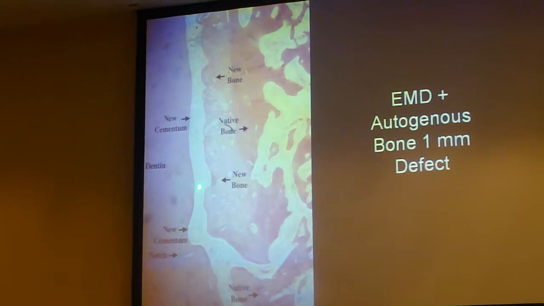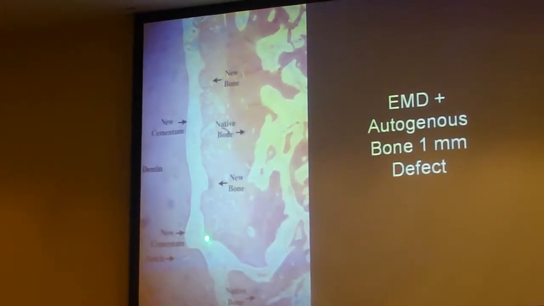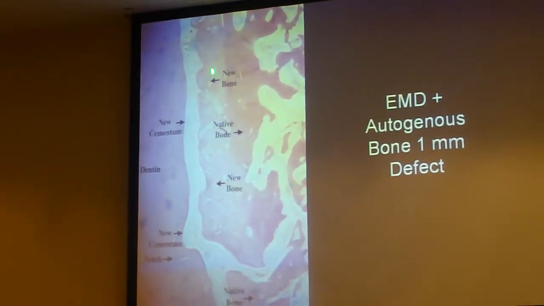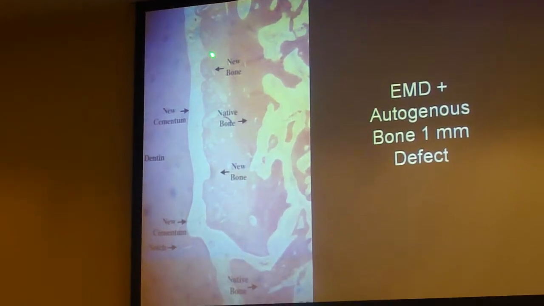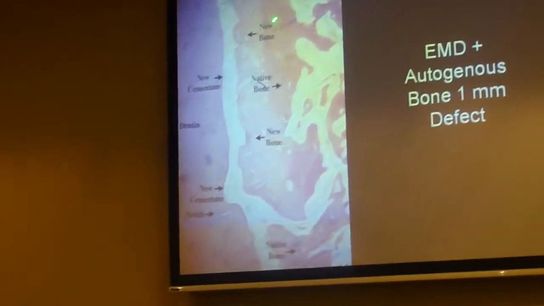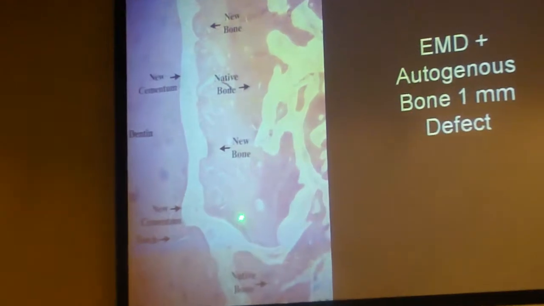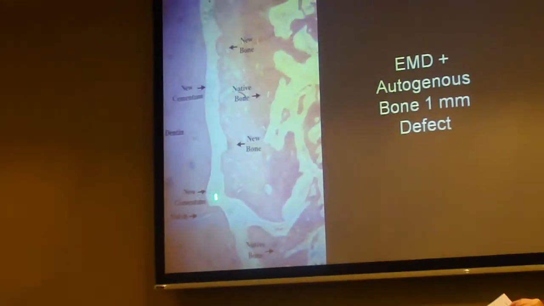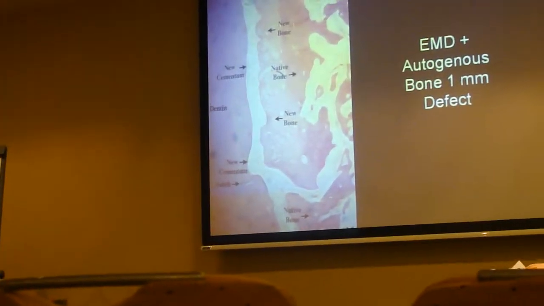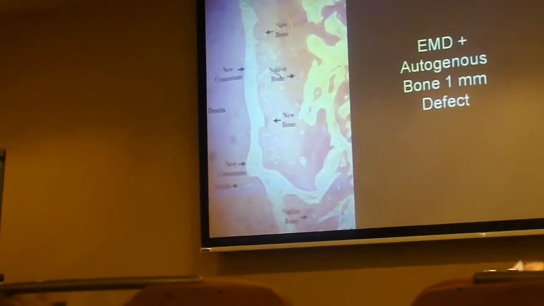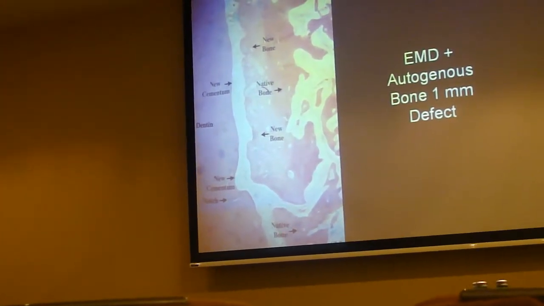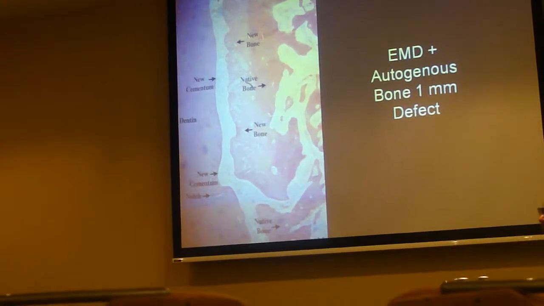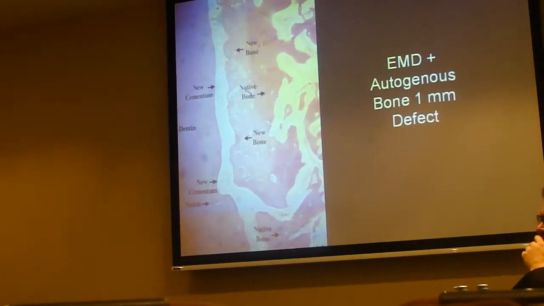We see the periodontal ligament space here, and then this lighter pink is all new bone formation in here. This darker pink is the old bone, and so you can see that we have new bone, periodontal ligament, and cementum, which is what we call regeneration. And you have to show that histologically to show that you truly regenerate these tissues around the teeth.